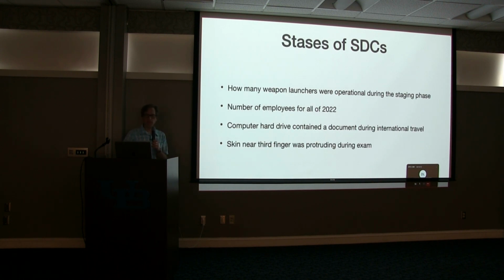So some examples of stases of specifically dependent continuants. We might need to find out how many weapon launchers were operational during a staging phase, or the number of employees that were employees at a particular organization for all of 2022. We might be concerned about what documents were contained on a computer during an act of international travel, or saying something like the skin near your third finger was protruding during an exam.